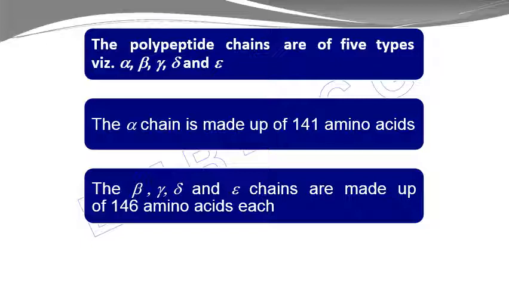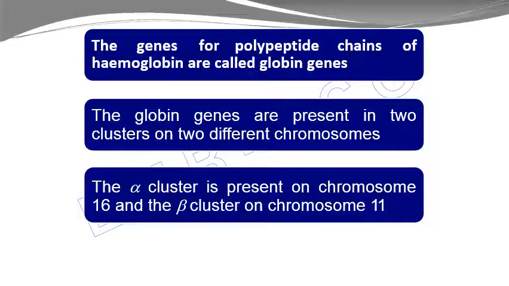The genes for these polypeptide chains of hemoglobin are also known as globin genes, as you can see here. These are the genes that code for these polypeptide chains. Now, these genes are found in clusters on 2 different chromosomes. The alpha cluster is present on chromosome 16, and the beta cluster is found on chromosome 11. It's important that you know on which chromosome we'll find the gene that codes for this polypeptide. So keep in mind that the alpha cluster will be found on chromosome number 16, whereas the beta cluster will be found on chromosome number 11.